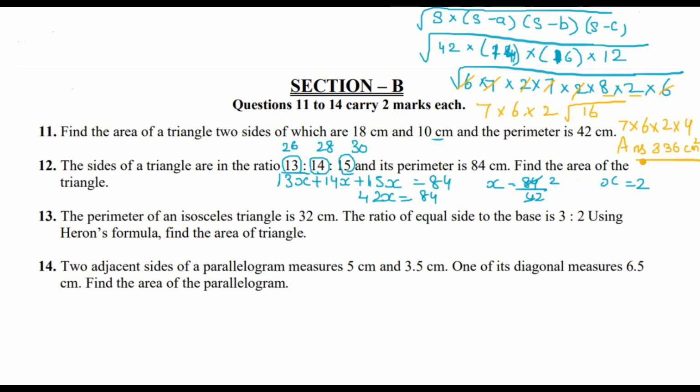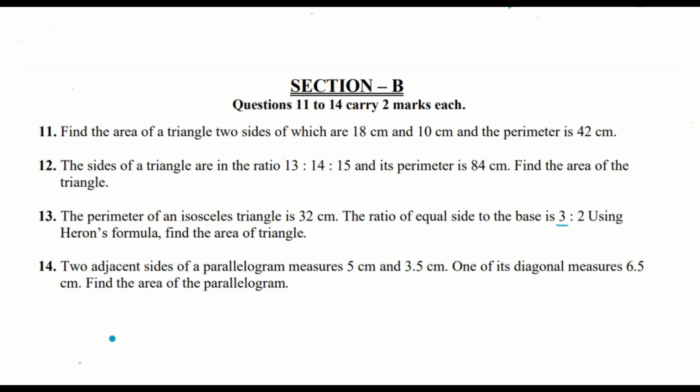Area of this triangle is 336. Isosceles triangle. Perimeter of isosceles triangle 32 centimeter and a ratio of equal sides to the base. So if the ratio of equal sides to the base is 3:2, then these equal sides are 3x and 3x, base is 2x.